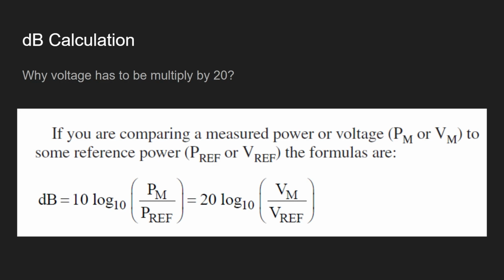You can say that P equals IV, right? And V equals IR. So therefore, P equals V squared over R. So you see the power is directly proportional to voltage squared.